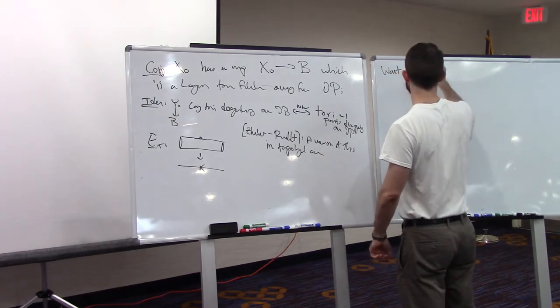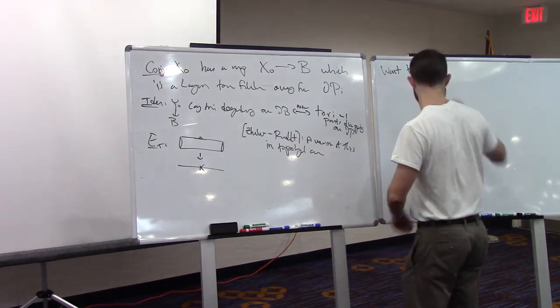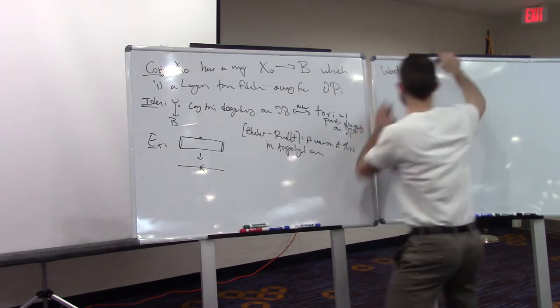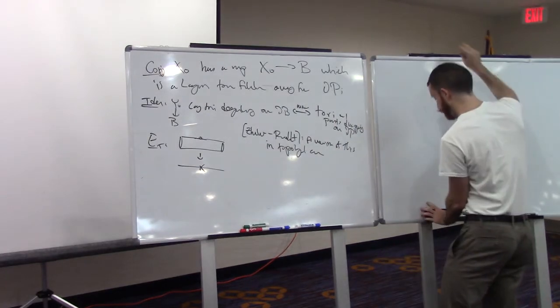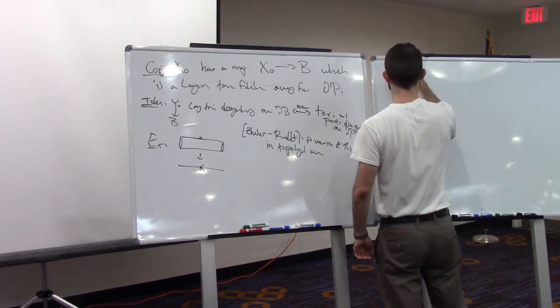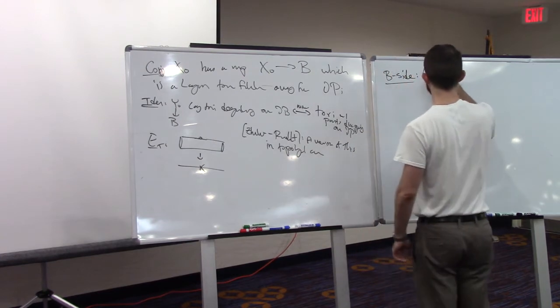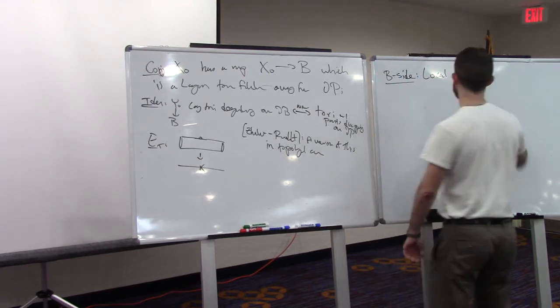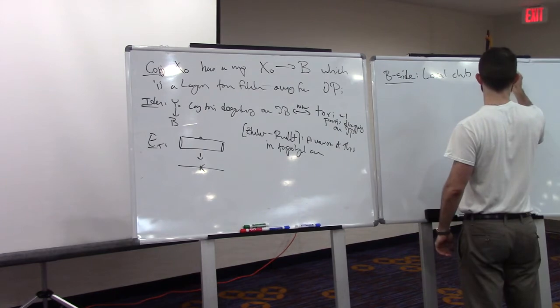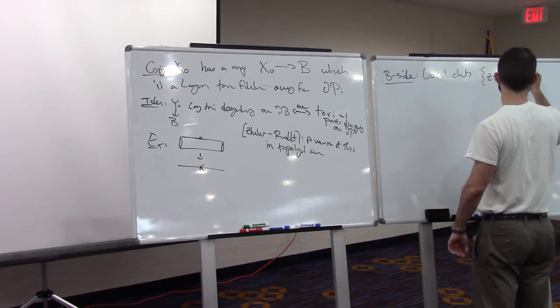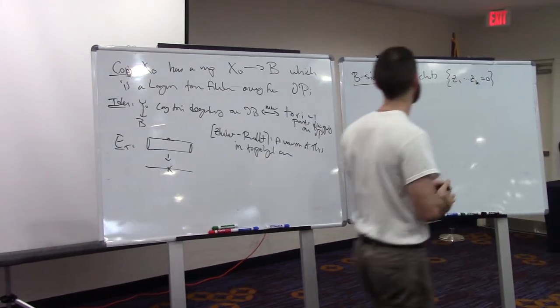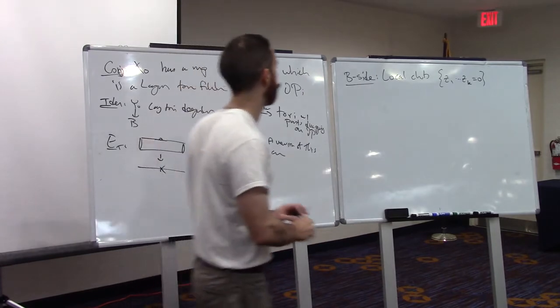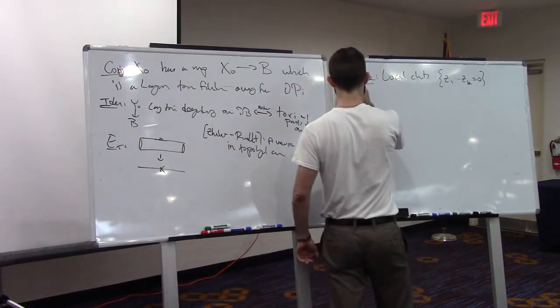So we want to deform. Let's say what happens on the B side. On the B side, we have local charts, which I've already mentioned, of the form z1 dot dot dot zk equals 0. We want to smooth these.